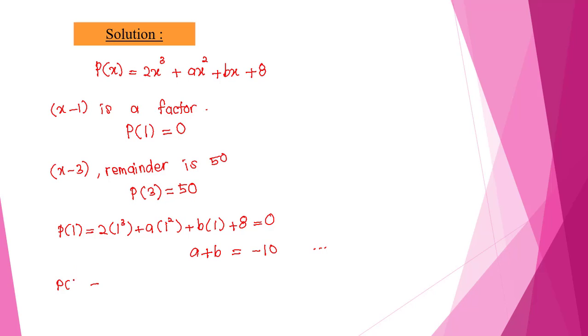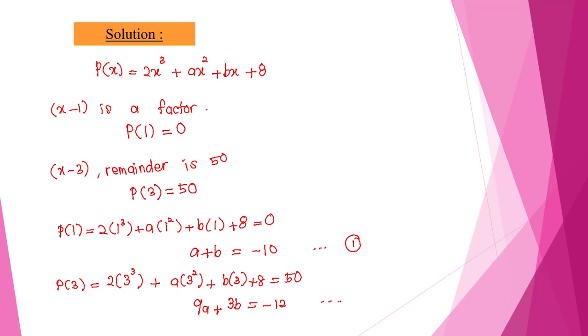So we go to p of 3 is equal to 2 times 3 to the power of 3 plus a times 3 squared plus b times 3 plus a is equal to 50. Then from here you will get the second equation, which is 10a plus 3b is equal to negative 4. Okay, so this is the first equation and this one is the second equation.